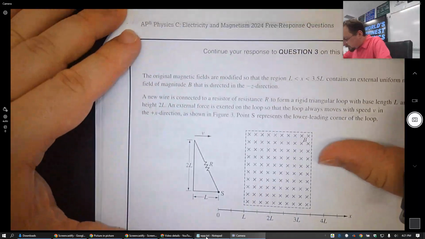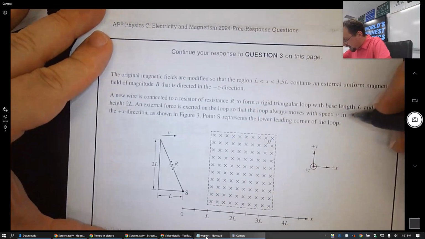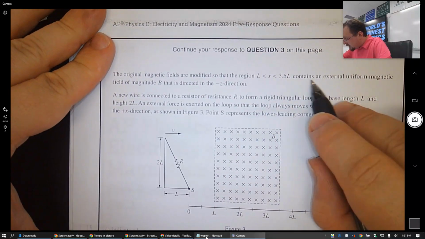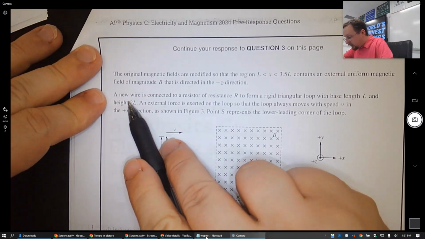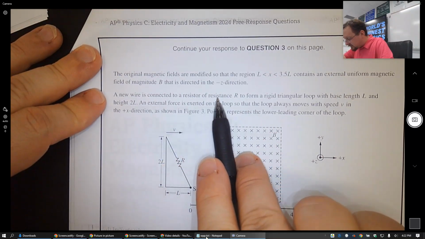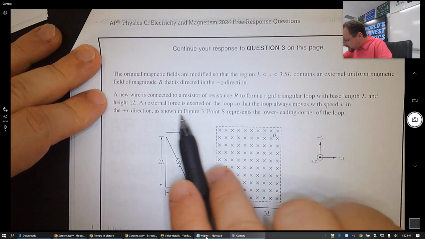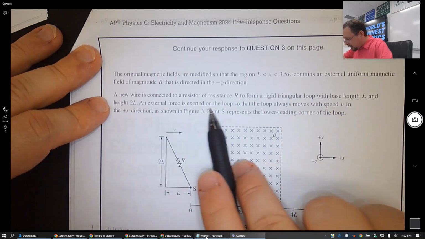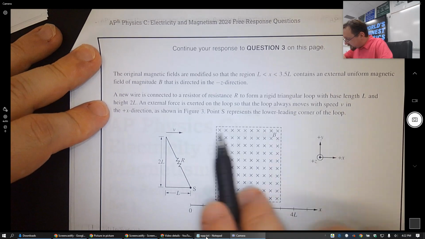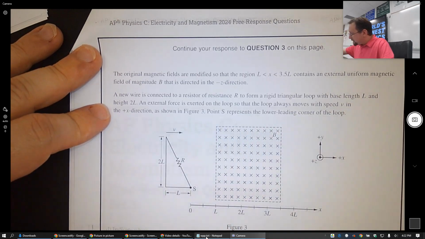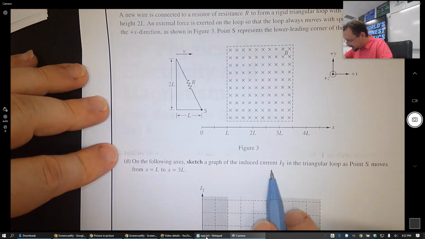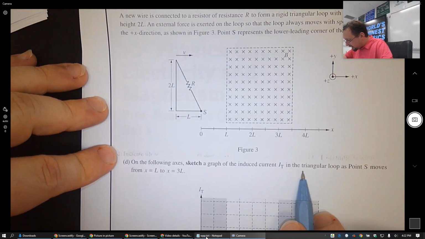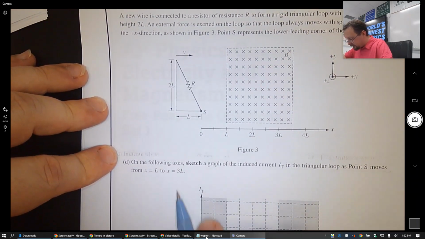All right, the original magnetic fields are modified so that the region contains just a uniform magnetic field in the negative Z direction. A new wire is connected to the resistor, resistance R, to form a rigid triangular loop. Okay, again, it's always going to go the same speed. There's the lower corner right there. Sketch a graph of the induced current I(t) in the triangular loop as point S moves.